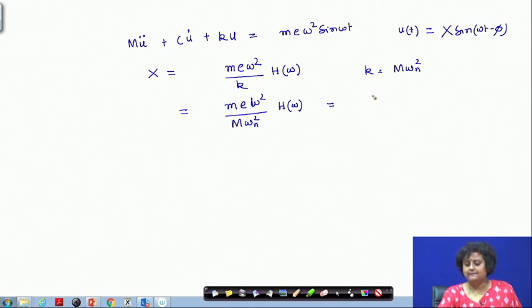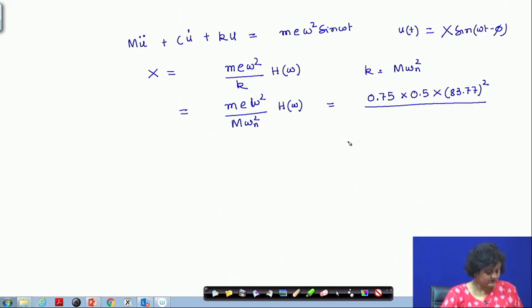Okay. So, out of this, what do I know? I know small m, which is nothing but 0.75. I know e, which is nothing but 0.5. I know omega square, where omega is 83.77, so 83.77 whole square. I know capital M, which is 33 kg, and omega n is 150 radian per second. So, 150 square into H(omega).